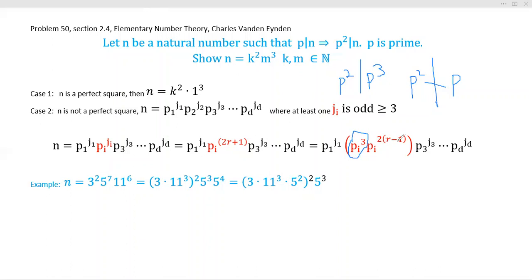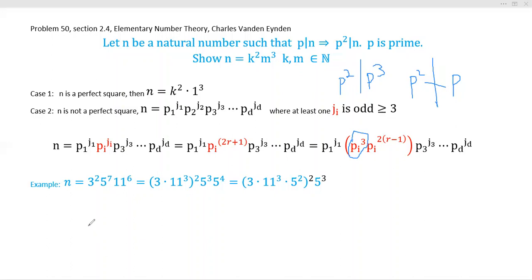And of course, this is even right here, right? So all of this is an even entity. All of the rest of these exponents are even. And so what we have here is an integer cubed times a bunch of integers squared, which is an integer cubed times an integer squared.